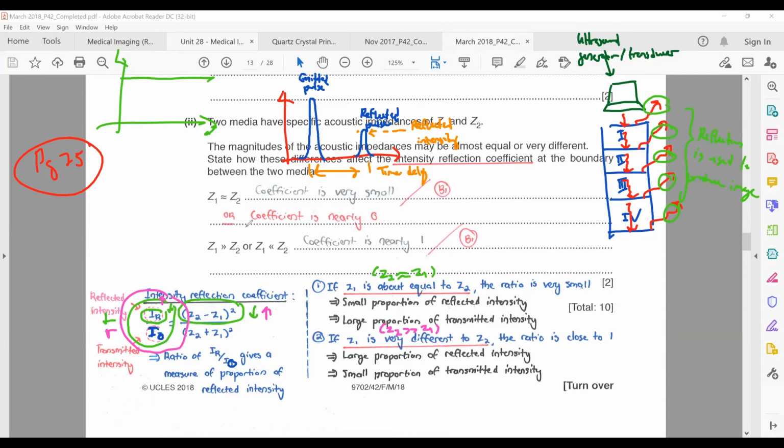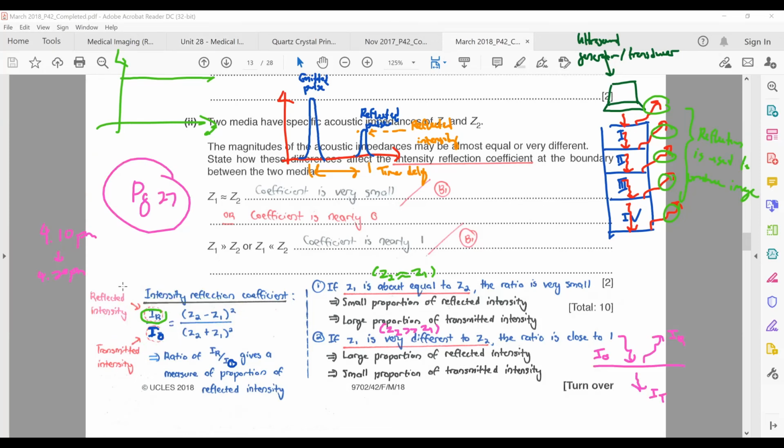So here, if Z1 is almost equal to Z2, you will have a small proportion of reflected intensity. Your coefficient is actually very small. If Z1 is very much larger than Z2 or Z1 is very much smaller than Z2, which is this situation here, you would have a very large intensity reflected. So your coefficient is nearly equal to 1.